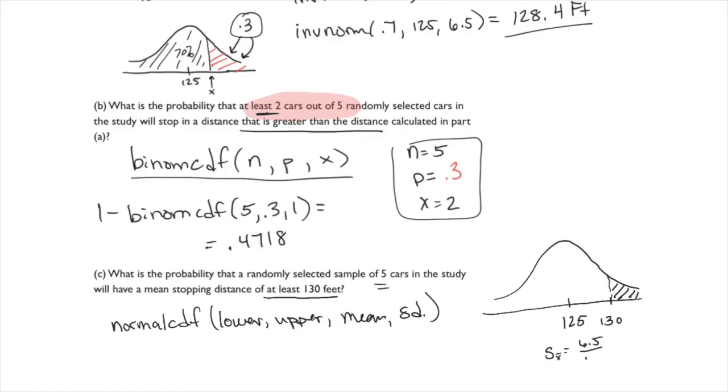divided by the square root of 5. In fact, I'm required to do this calculation. 2.91 is my new standard deviation. So that's going to be, let's see, lower is going to be 130. The upper is going to be 1E99. The mean is still 125. And then we have 2.91. Now, if you put this formula in, let's say you took this and placed it here, that's also fine too. Just so long as you show them that you did recalculate standard deviation.